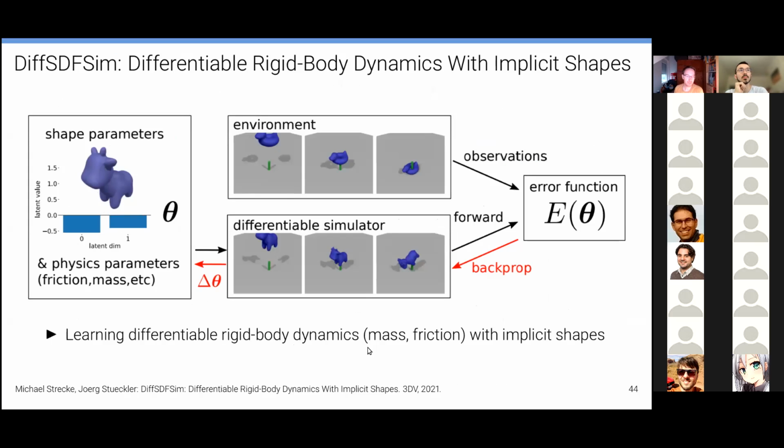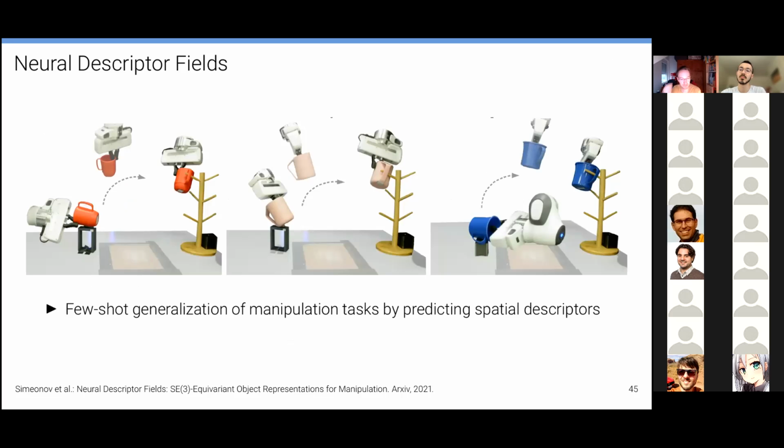And this is a work where it has been demonstrated that you can also incorporate physics into these models. It's called differentiable rigid body dynamics with implicit shapes. They learn a differentiable rigid body dynamics model that incorporates things like mass and friction jointly with the geometry. So here's a recent work from Simeonov et al., neural descriptive fields, where they use these models for few-shot generalization of manipulation tasks by predicting spatial descriptors for robotics applications.